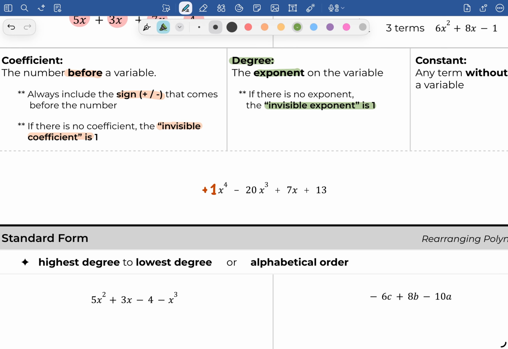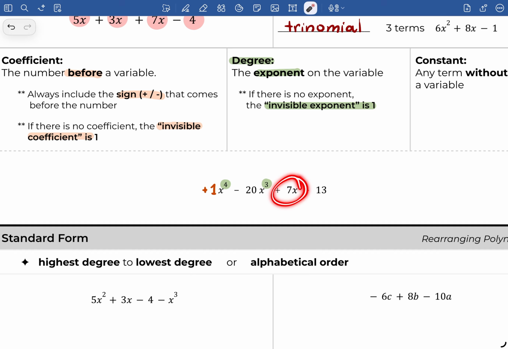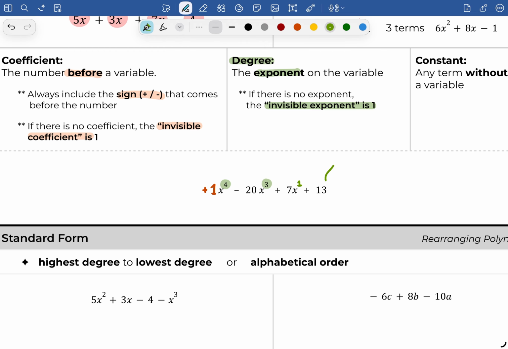So here are the degrees. We have degree 4 for our first term. We have degree 3 for the next term. For whatever reason, I didn't put degree 2. What would be the degree of this term? 1. Which again, we usually don't write. And then what would be the degree of this last term? Yeah, this would be degree 0 at the very end.